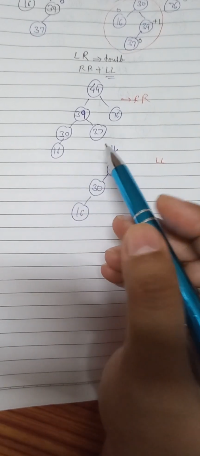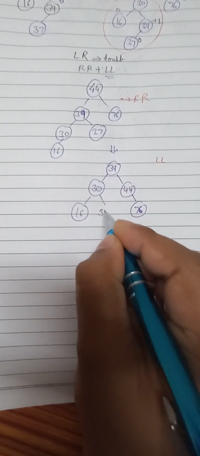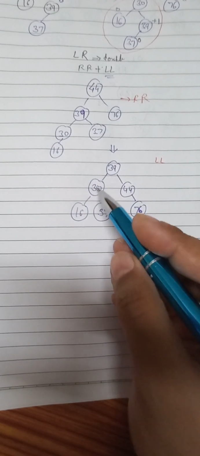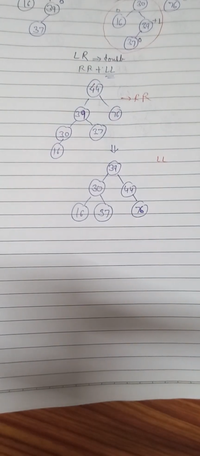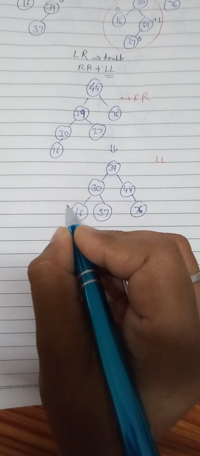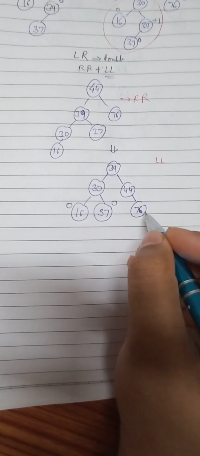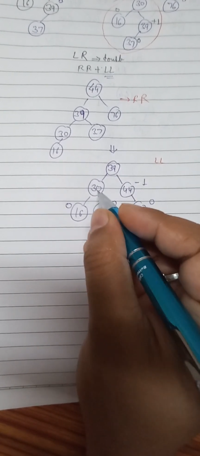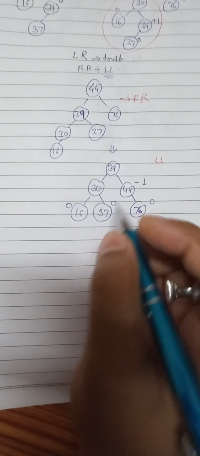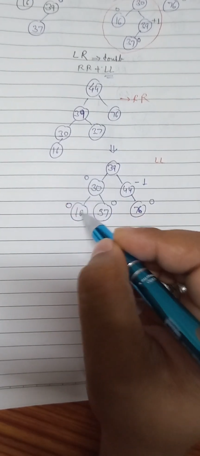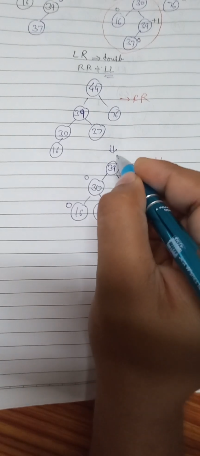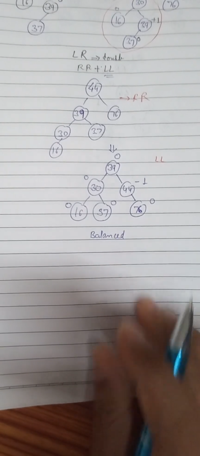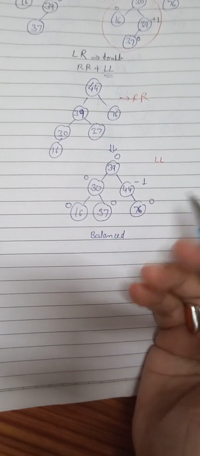Now we have to see 37. 37 will come here because it follows the binary search tree property: 39 is the root, so it can come only on the left hand side, and 30 is the root, so it can come only on the right hand side. Now we will see the balancing factor. 16, 37 and 76 have no child, so 0. 44 has one child on the right hand side, so minus 1. 30 has one child on each side, so 0. 39 has two levels on the left and two levels on the right, so it is 0. The tree is balanced now because the balancing factors are 0, plus 1 or minus 1.